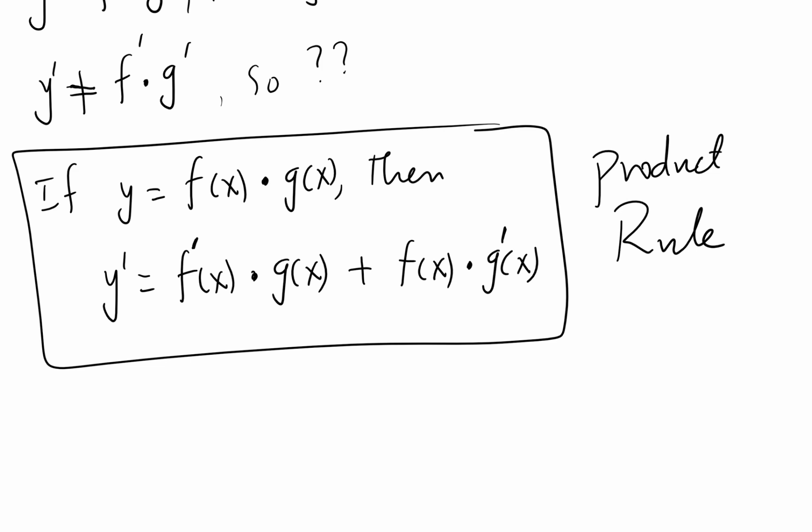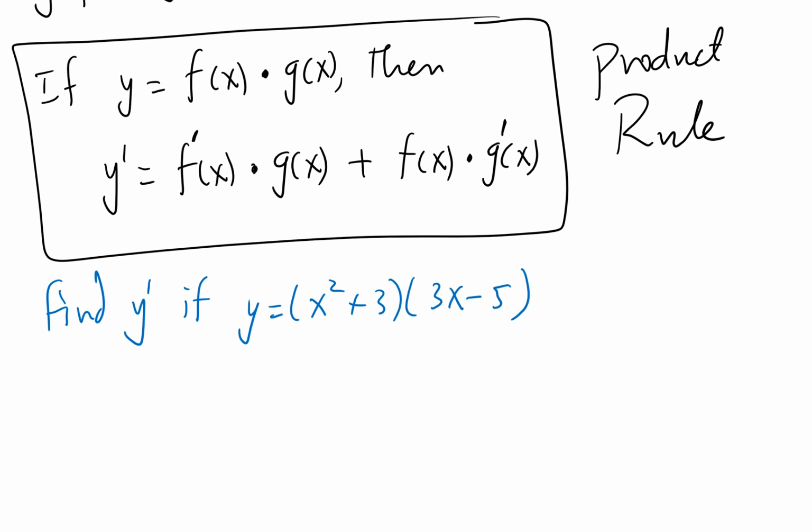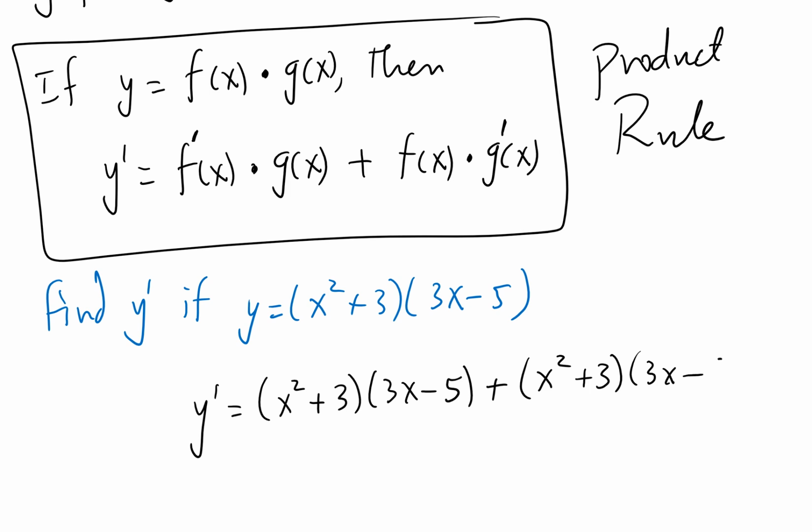And to apply this, let's look at an example. Find y prime if y equals (x squared plus 3) times (3x minus 5). I'm going to show you this one as the first example, and then I'll give you more examples you can work on. Ready? What's y prime? You can copy this twice with a plus sign in the middle, and then we place a derivative on the first, derivative on the last.